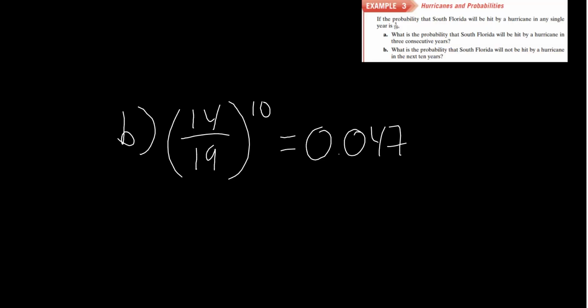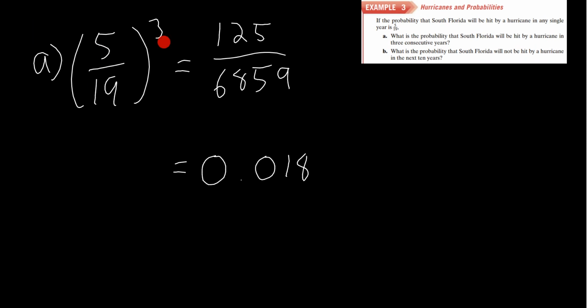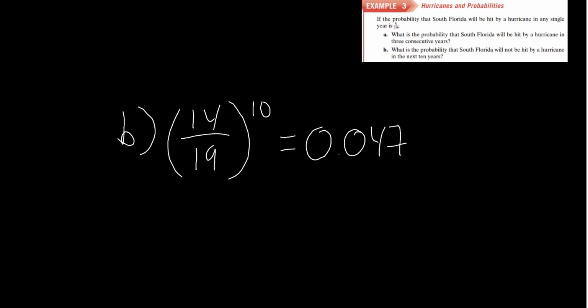And then breaking this down to our and probabilities with dependent events. If A and B are dependent events, then the probability of A and B is going to be equal to the probability of A times the probability of B given that A has occurred. So again, it's simply multiplication, but it's not going to be as easy as saying 5 over 19 raised to the third power or 14 over 19 raised to the 10th power. Instead, we're going to be reducing the total amount. And we've done stuff similar to this before.